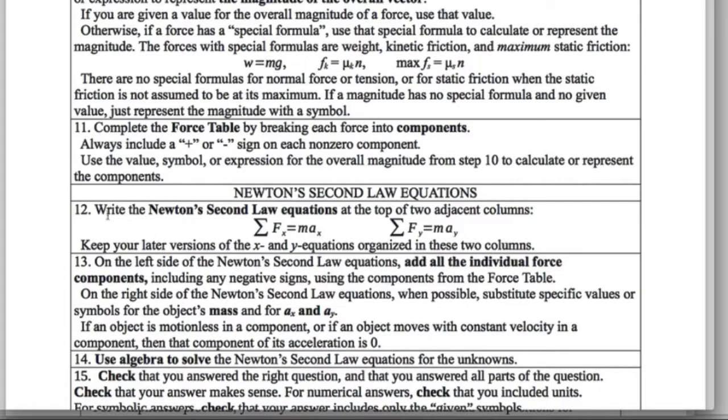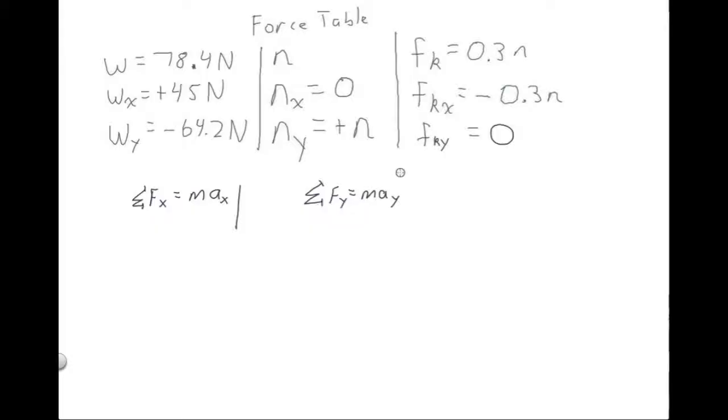Our next step is moving on to the Newton's second law phase to write out the Newton's second law equations at the top of two adjacent columns. Here are our general Newton's second law equations. Now we can start plugging in. The sigma symbol means to add all the x components of the forces in this equation.